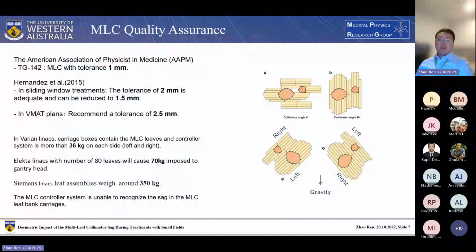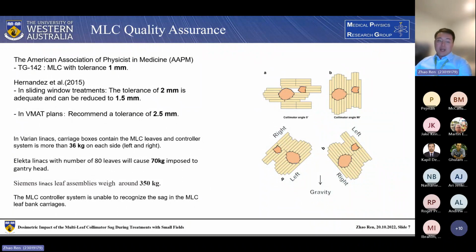And when we talk about multi-leaf collimator quality assurance, the American Association of Physicists in Medicine's TG-142 report shows that the MLC tolerance should be 1 millimeter. And also from Hernandez et al., their study said that in sliding window treatment, the MLC tolerance of 2 millimeters is adequate and can be reduced to 1.5 millimeters. While in VMAT plans, they recommended a tolerance of about 2.5 millimeters.